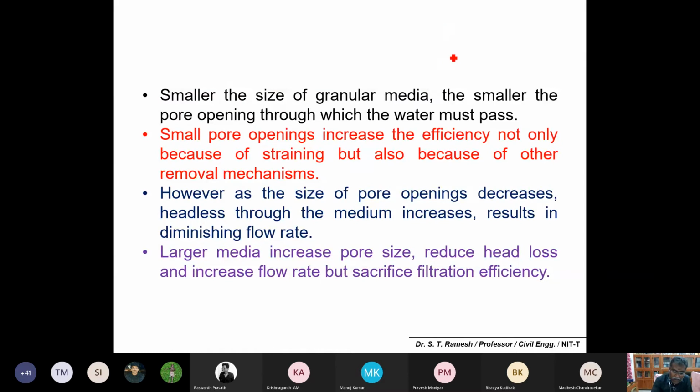Please imagine if the size is too small, and if the size is too big, there may also be issues. If the size you have selected is too fine, what will happen? There could be frequent blockages or clogging, which will increase your head loss. And if the size is too big and you compromise on quality of water, what will happen? All your microflocs will escape from the system. Is it okay?